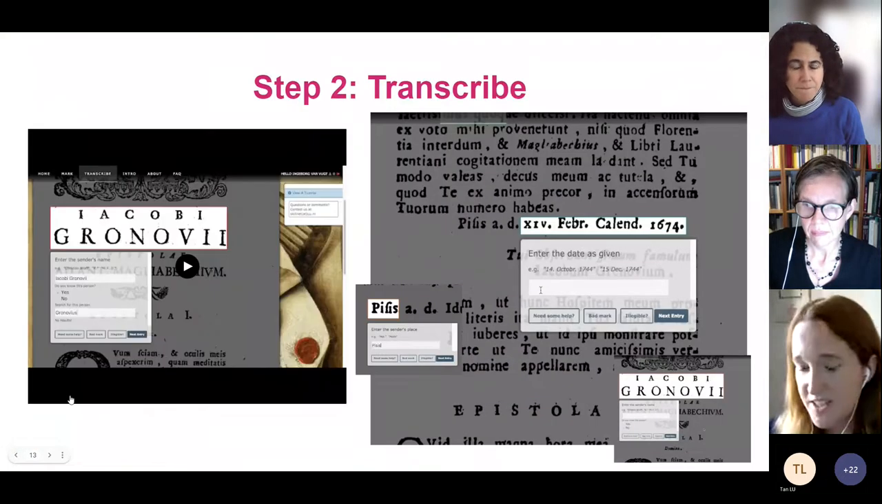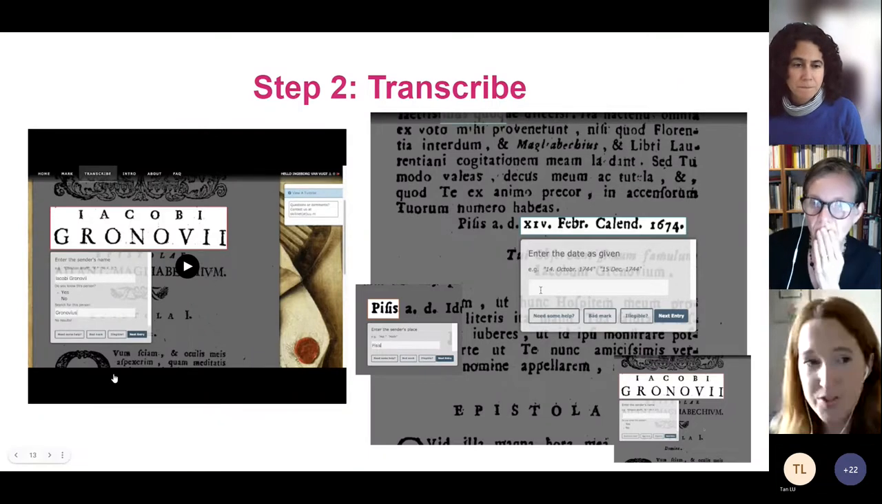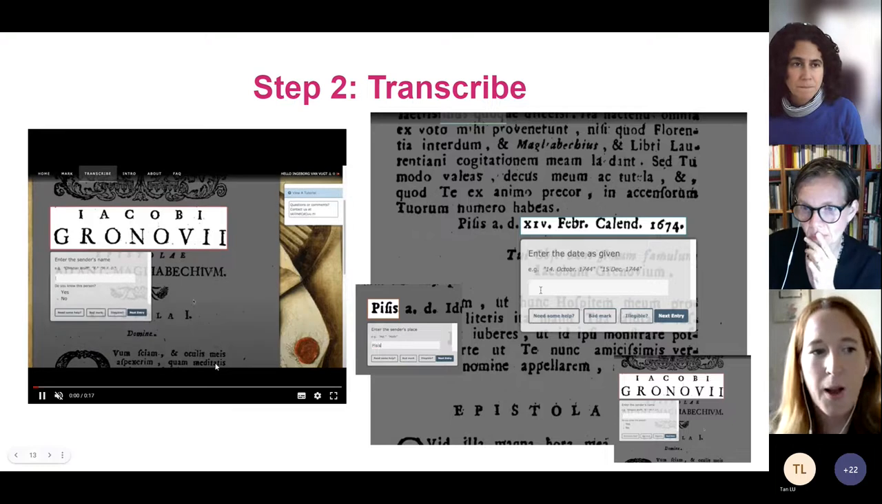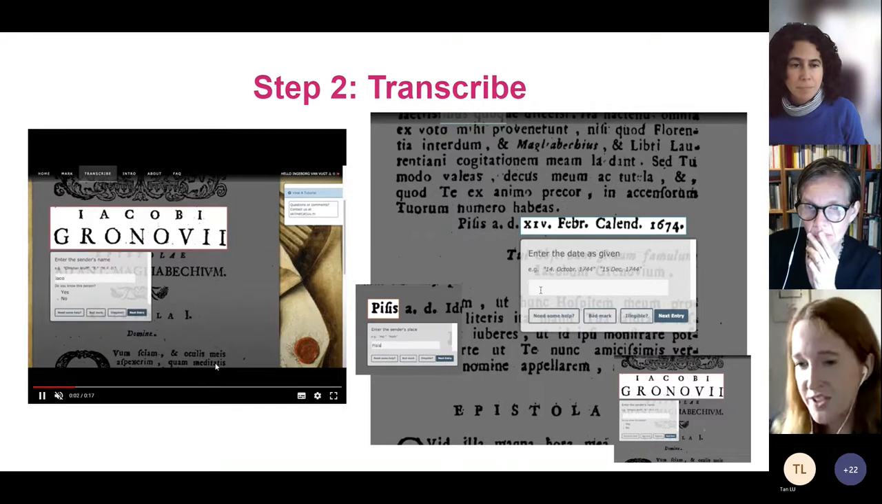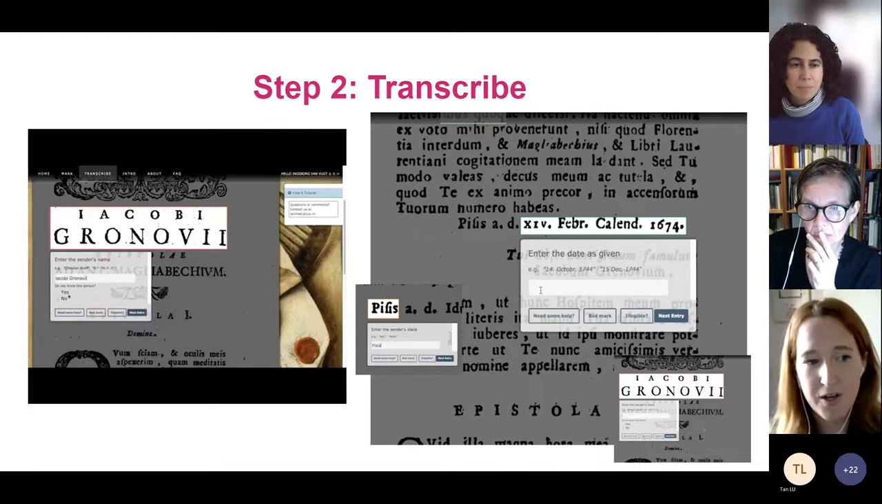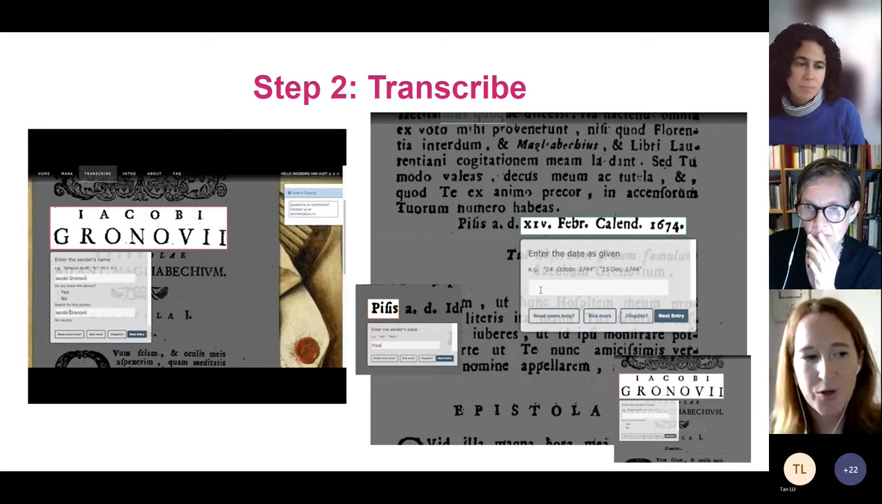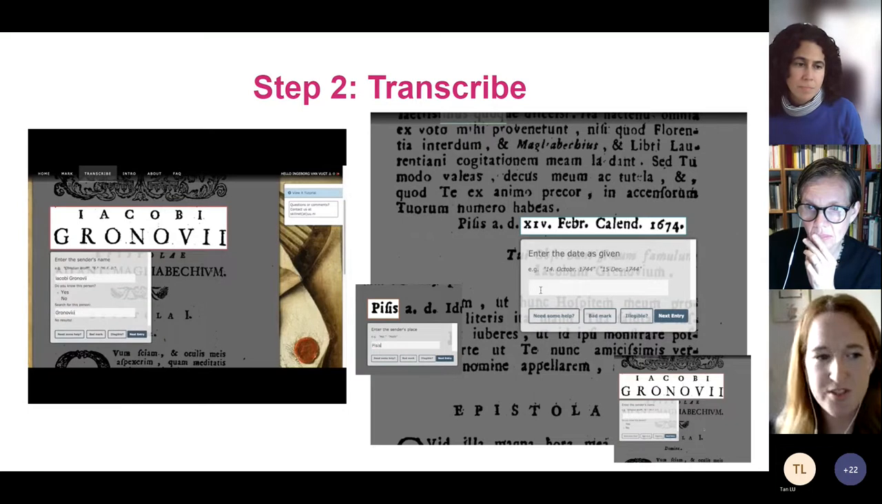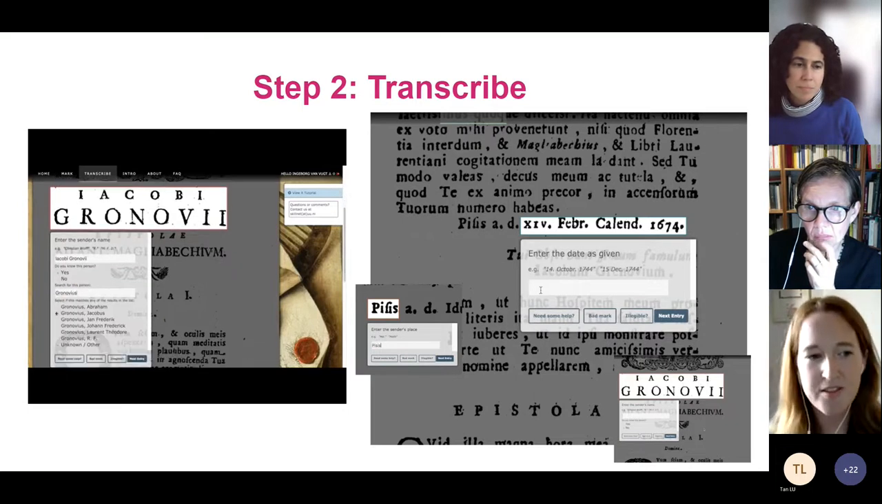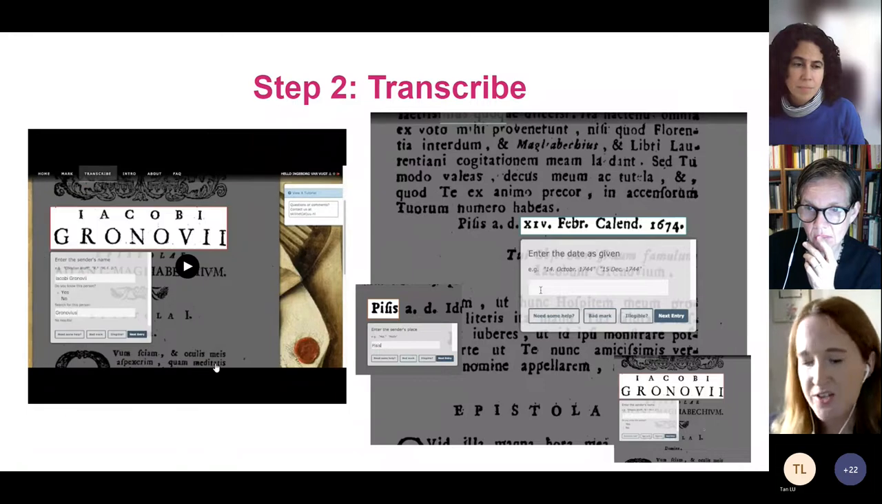In the next part, the next step for the volunteers is then to transcribe that information into text, and this is done through our transcription device. So here we have the sender of the letter, Jacob Genovius, so the volunteer can then literally type out the name of this person. And here you can see also a very crucial step in this process. So here we have Jacob Genovius. And the people can actually look for this person in an external data set.